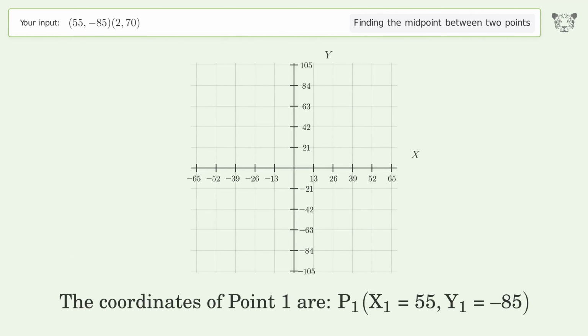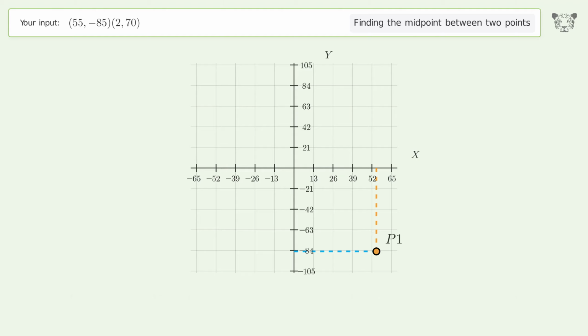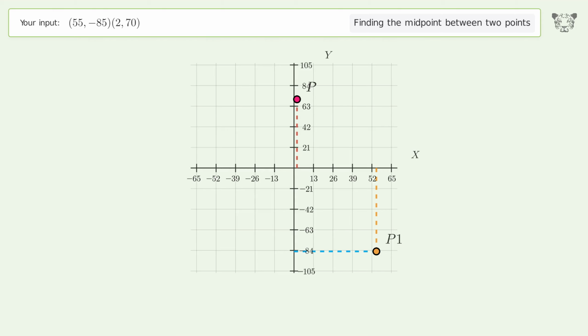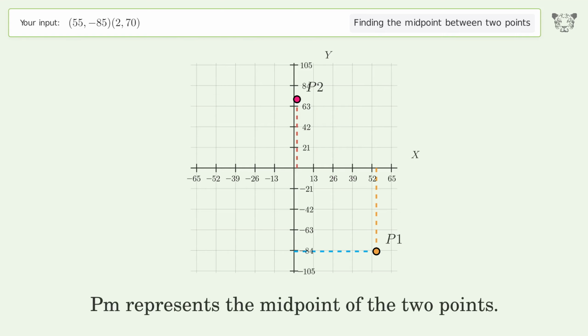The coordinates of point 1 are x1 equals 55, y1 equals negative 85. The coordinates of point 2 are x2 equals 2, y2 equals 70. PM represents the midpoint of the 2 points.